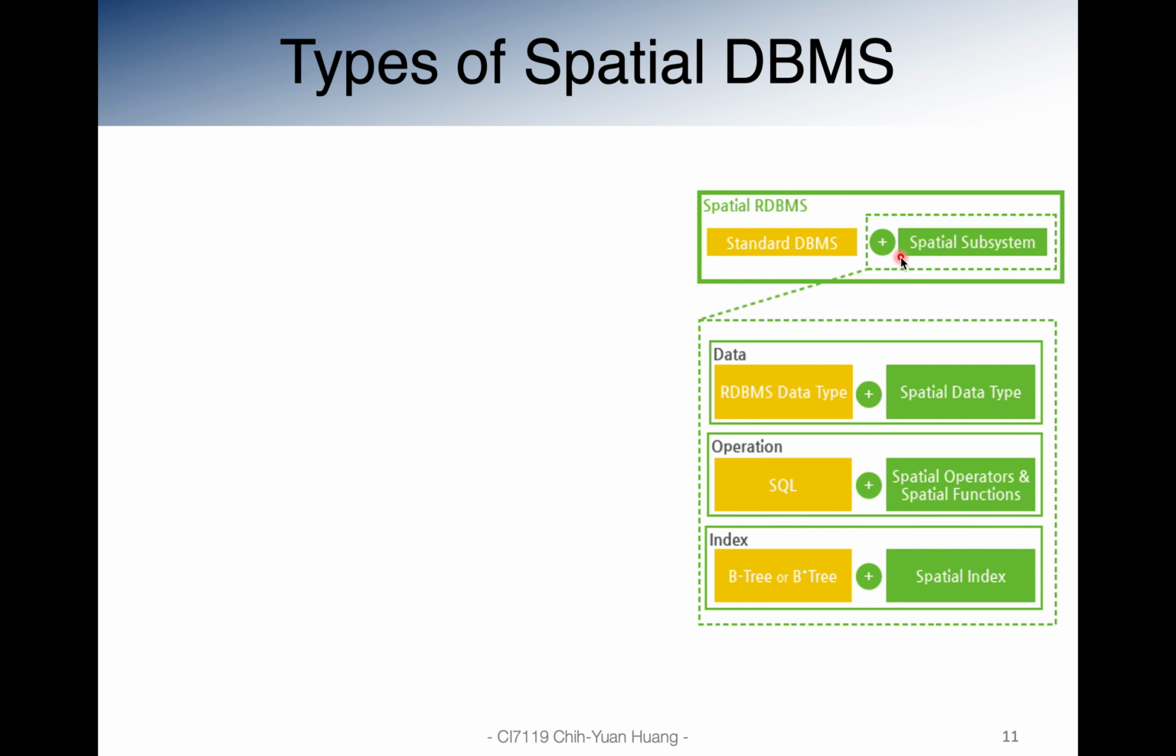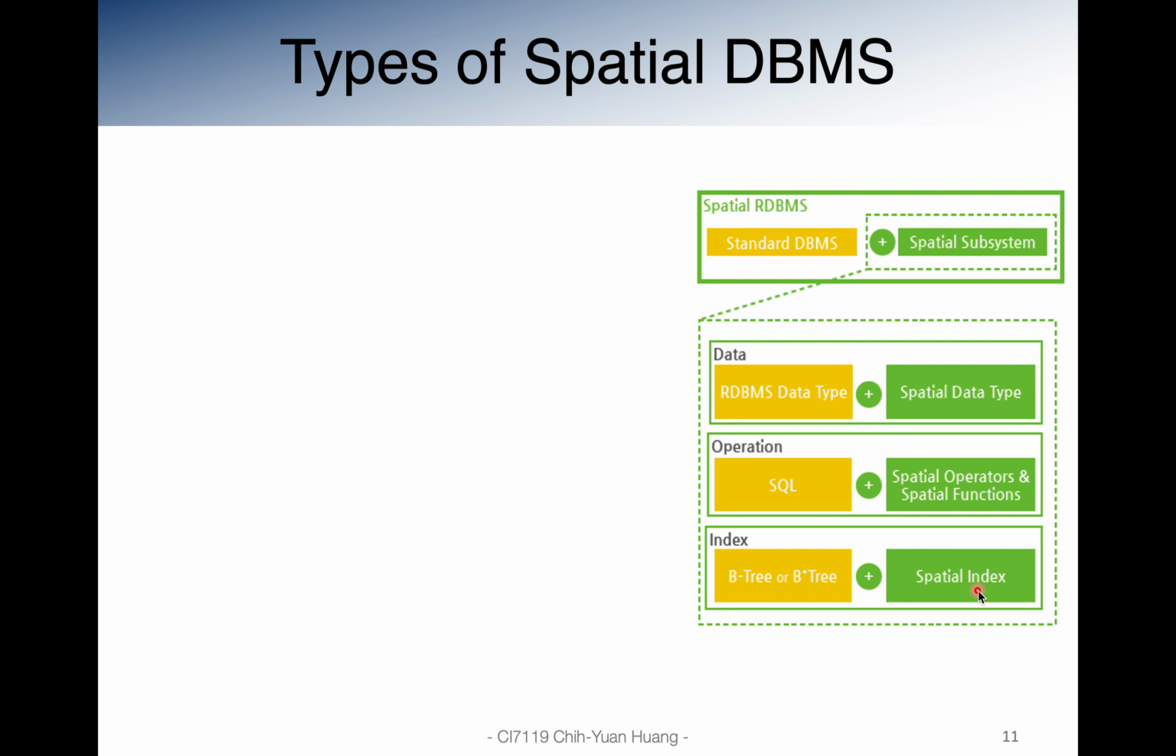You can add some spatial subsystem, and that spatial subsystem needs to support the data types for the geospatial data, and also some operations and functions for the geospatial data, and also some indexes for the geospatial data. To realize spatial database management systems, there are different ways to do it.